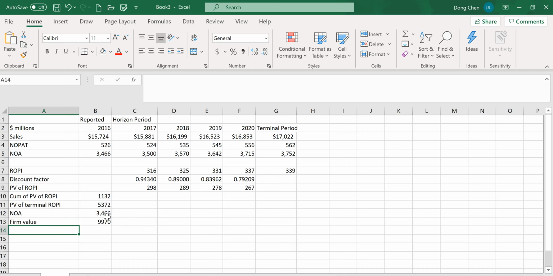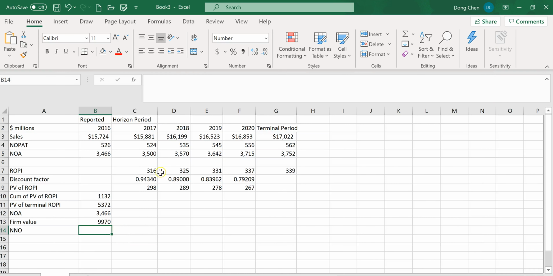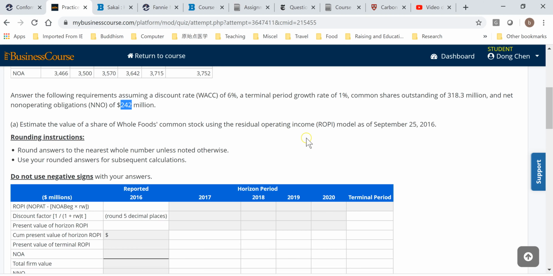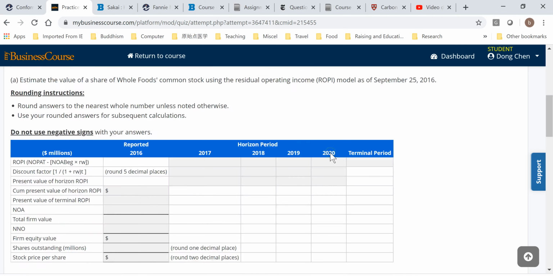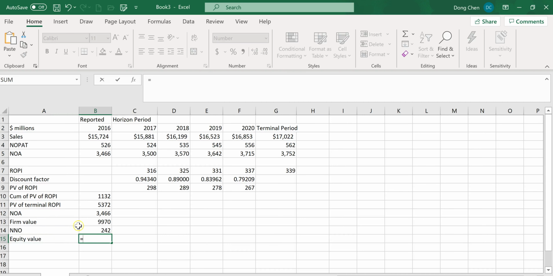So then I need to deduct N and O, right? N and O, I can get it from the assumption here. And if there's NCI, non-controlling interest, I also need to deduct that, but it seems that there's no such item, so I can just calculate equity value by taking the difference between the total firm value and this N and O.